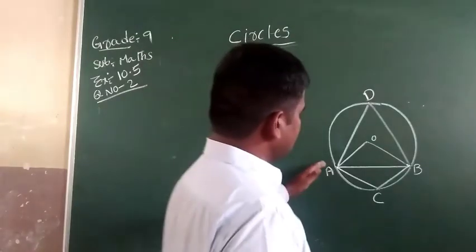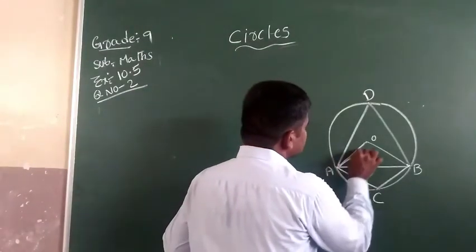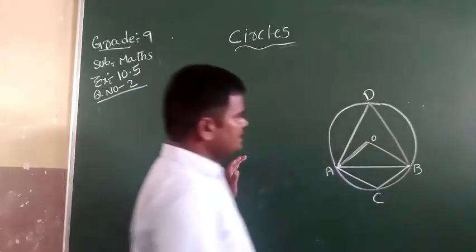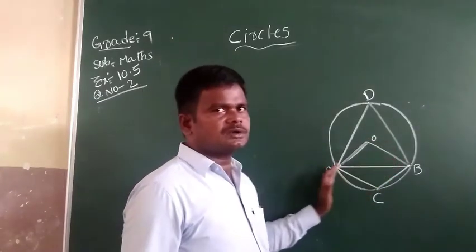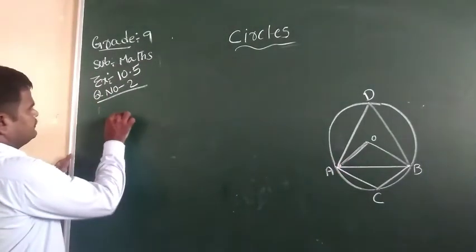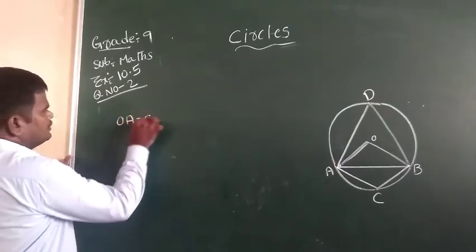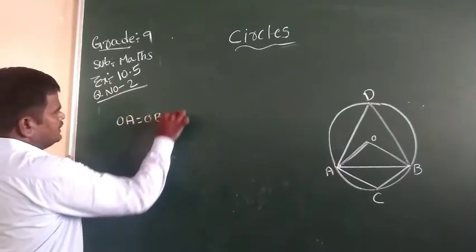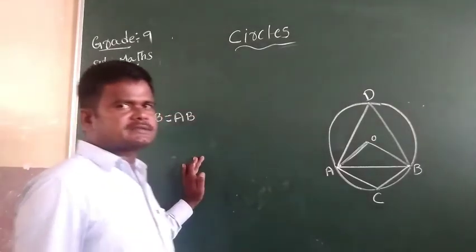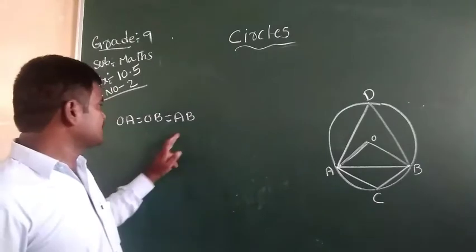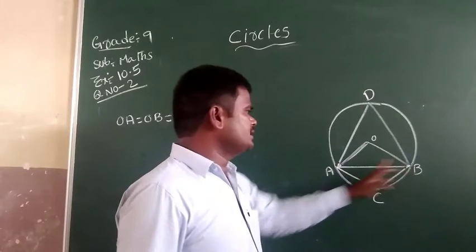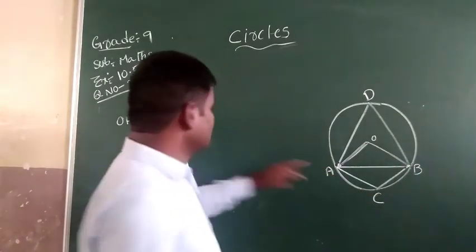So here, given that the radii OA and OB are equal to the chord. OA is equal to OB, given. OA equals OB equals AB. The chord of a circle is equal to the radius. That is given: the chord of a circle is equal to the radius. So OA, OB and AB are equal.